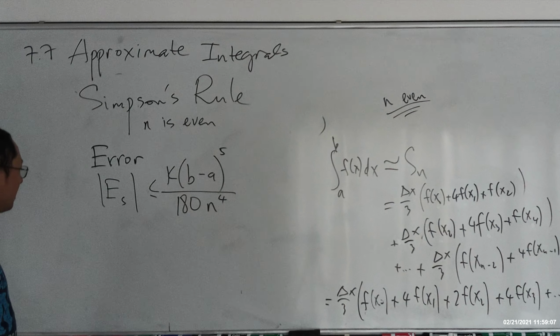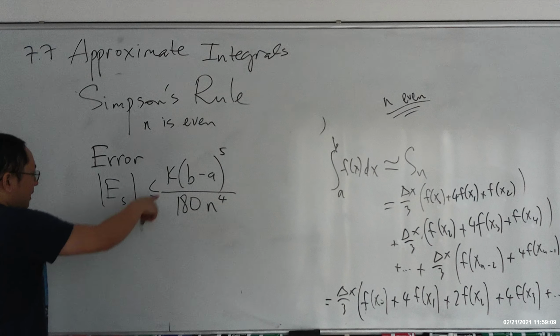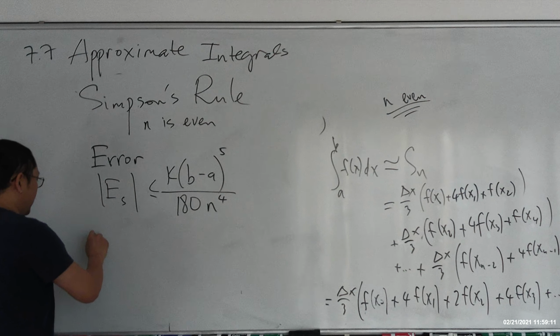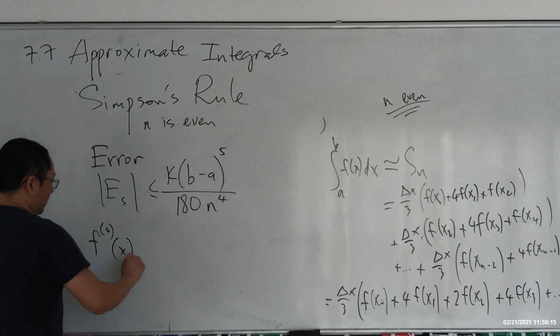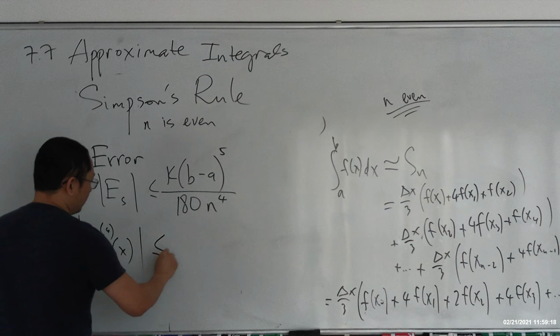The thing is, the k right here is not for the f second derivative anymore. This time you have to calculate the 4th derivative of f of x, and then this one is going to be less than or equal to k.